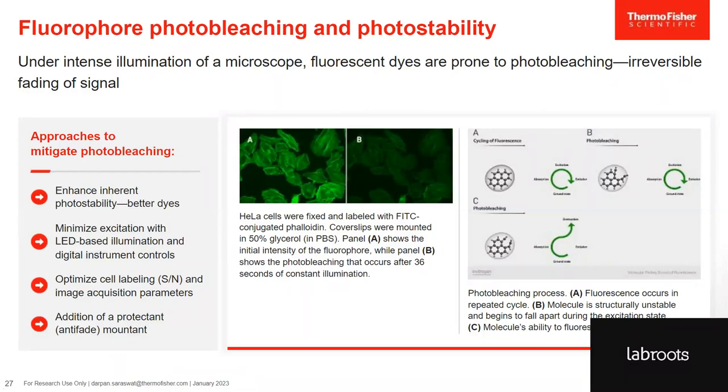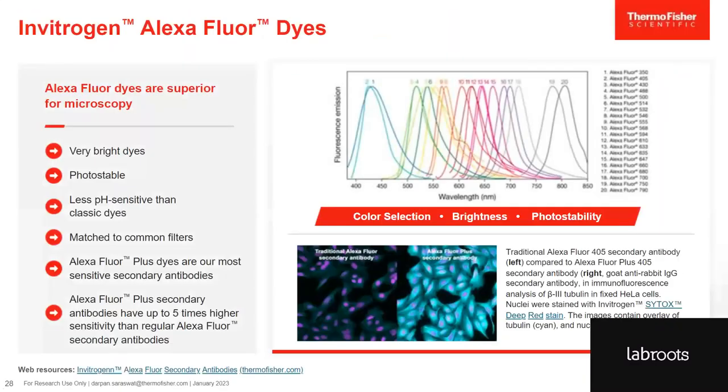radicals and ROS. To increase photostability, Thermo Fisher offers a wide variety of photostable dyes like Alexa Fluor dyes. They are very bright dyes. They are photostable. We have these dyes matched to common filters, and we also have Alexa Fluor Plus, which is five times more sensitive than traditional Alexa Fluor secondary antibodies. As you can see in the picture on the right, how bright the Alexa Fluor Plus is compared to traditional Alexa Fluor dyes.